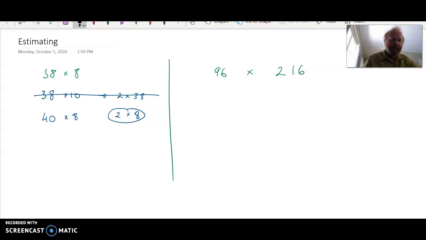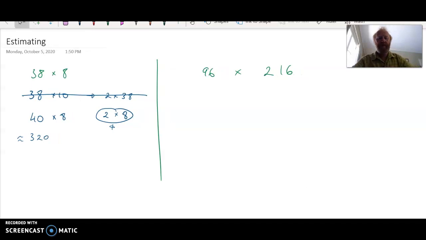So, 40 times 8. Well, 4 times 8 is 32, so add a 0 on the end. It's roughly 320. Of course, knowing that it's out by 16, we could now get an exact answer by taking 16 away.